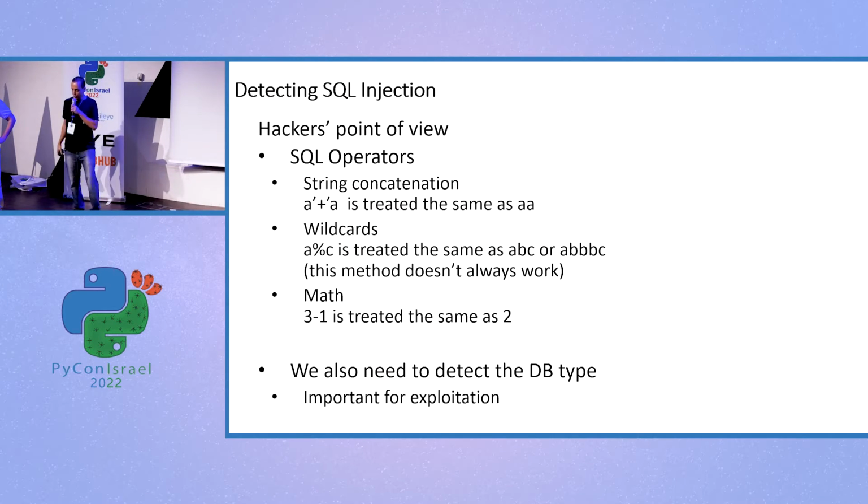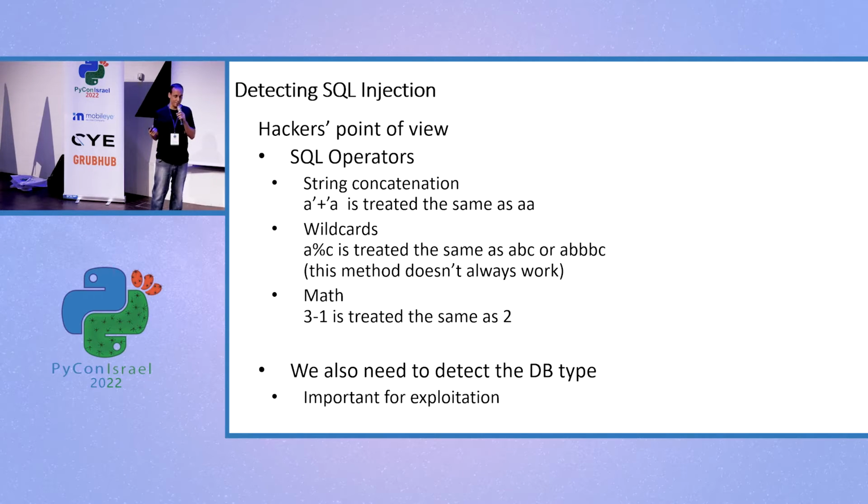The more professional way, this is what we do, we use operators. So for example, I can divide the input string into 2 strings, and then reconcatenate them using plus, a string concatenation operator. So if I put a apostrophe plus apostrophe a, and it is being treated the same as AA, I know that someone took the 2 parts and reconcatenated them together. Same goes for numeric parameters. If I put 3 minus 1 and it is being treated the same way as the number 2, I know that someone calculated it. And this usually is a database engine, and I can also usually detect the database type, which is important for later steps.